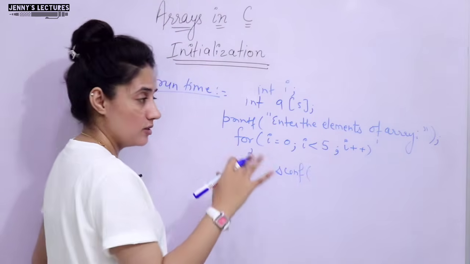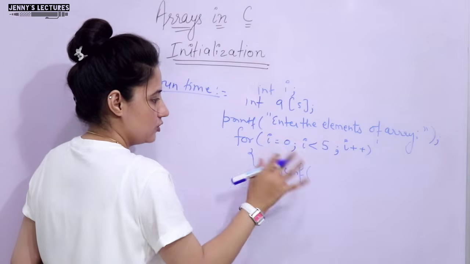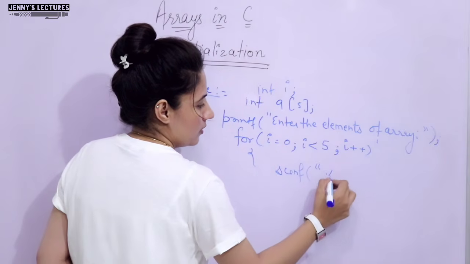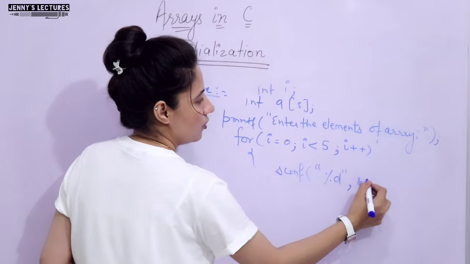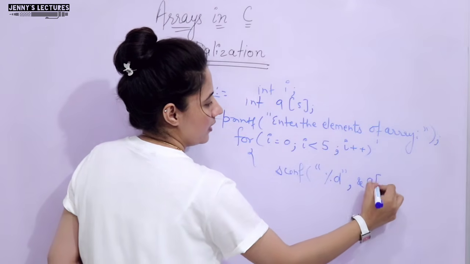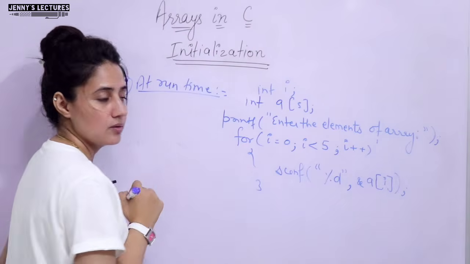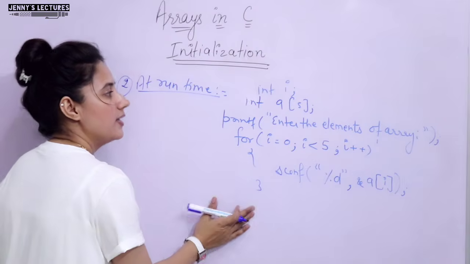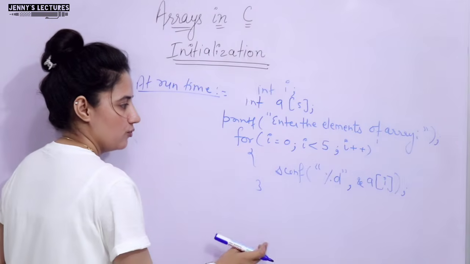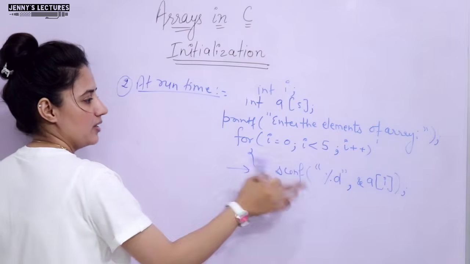I have already discussed the printf and scanf functions in my previous videos, the functioning of these functions, you can check it out. Then the format specifier for integer is %d, and the address of the array element is &a[i]. Now, if you want to print, then again you have to use a for loop and you can print. This is how at runtime we can initialize the array.